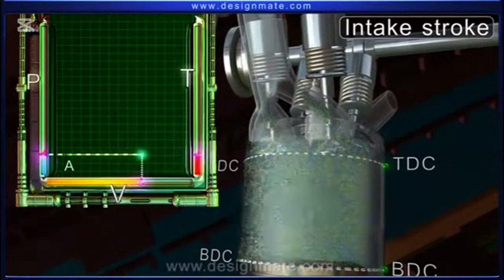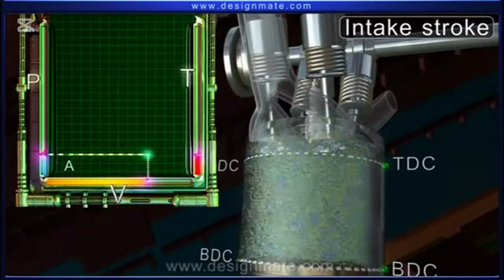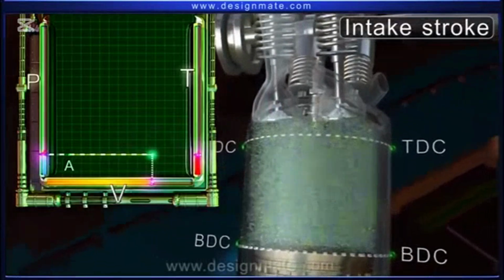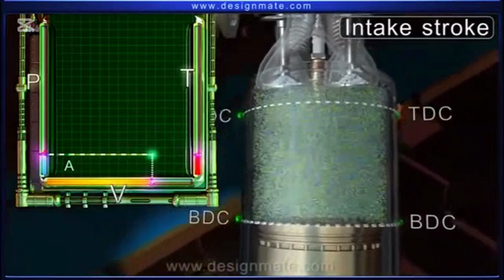When the piston reaches BDC, intake valves close. The cylinder is full of fuel-air mixture at atmospheric pressure.